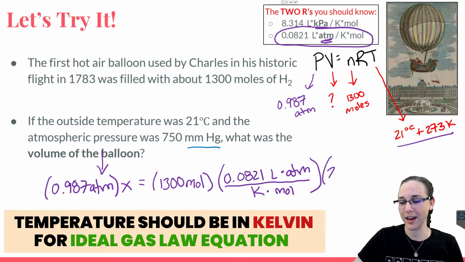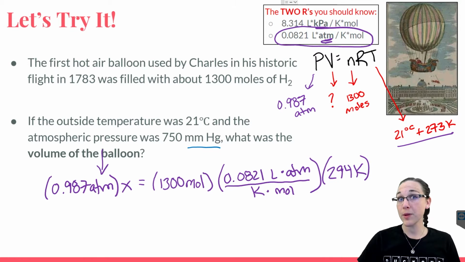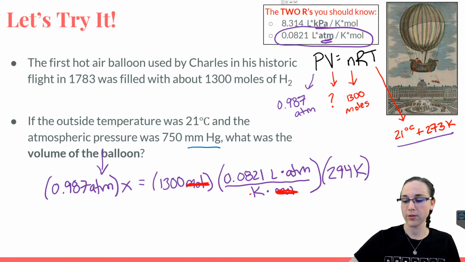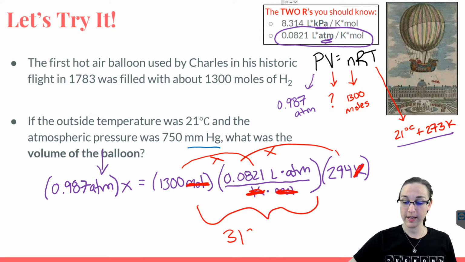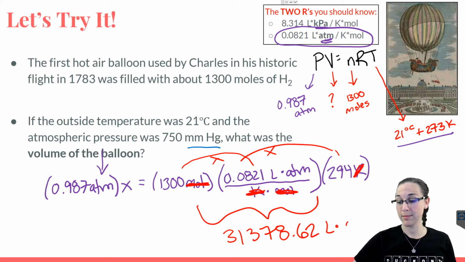value of 294 Kelvin. Before we do any math here, I want you to see how all the units will cancel and leave us with the units of what we're solving for, i.e. our volume. So we should be left with liters. Notice here that the moles will cancel here and here, and the Kelvin value will cancel here and here. Let's hold off on the other units for a second. We'll multiply our 1,300 by 0.0821 and multiply that by 294. And that gives us an answer of 31,378.62 in units of liters times atmospheres.